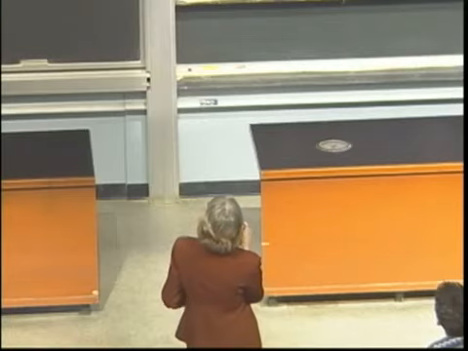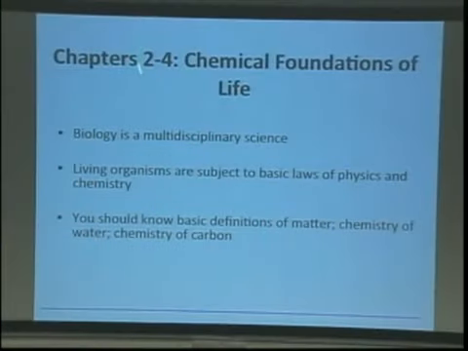Okay, so as I mentioned, please look through chapters 2 and 4, the chemical foundations of life. I think all of you know that biology is multidisciplinary, meaning that we have to know at least something about chemistry and physics to be able to understand biology, and increasingly mathematics. Mathematics is also very relevant to a lot of the research going on right now in biology.